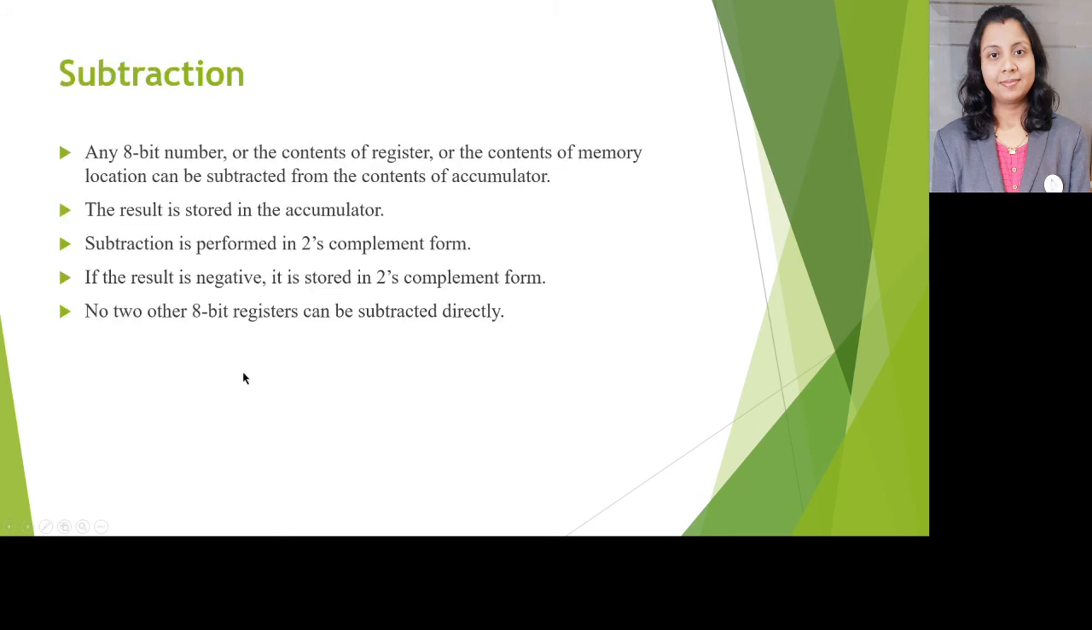So next we'll be moving to subtraction arithmetic group of instruction. Any 8-bit number or the contents of the register or the contents of the memory location can be subtracted from the contents of the accumulator. The result is again stored in the accumulator itself. Now subtraction is performed in 2's complement form. If the result is negative, it is stored in 2's complement form.